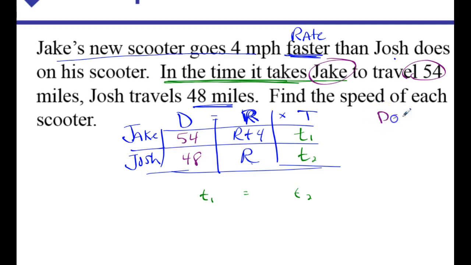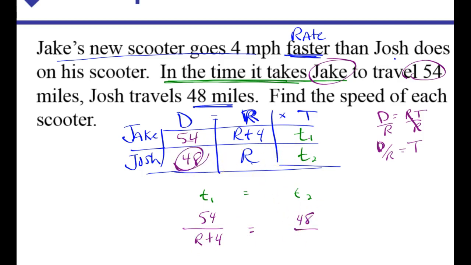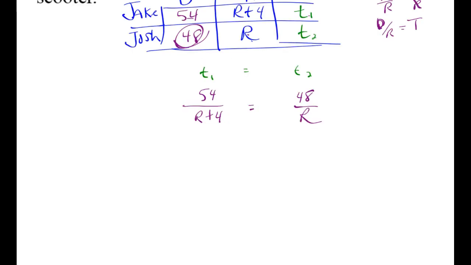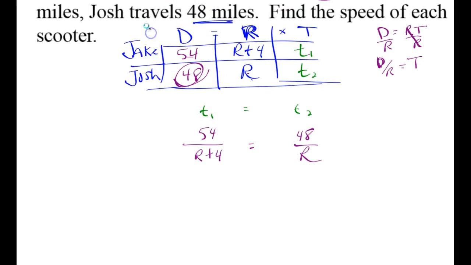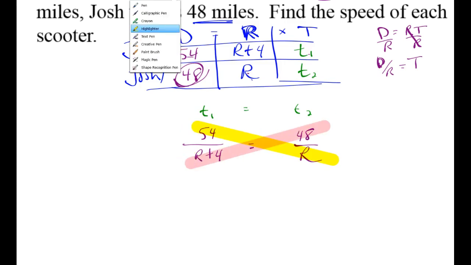By the way, if distance equals rate times time, then if I divide through by R, I get a nice little formula. Time is distance divided by rate. So that's what I'm going to do. I'm going to take this distance for time 1, take the distance and divide by the rate, and set that equal to Josh's distance divided by Josh's rate. And then again, if you don't know how to solve this, I would recommend that you watch a previous video where I talked about how to cross multiply. The yellow diagonal should equal the pink diagonal.